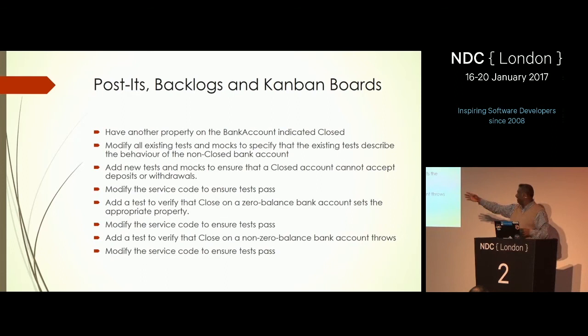You've got to create a property, you've got to modify all the existing code and the tests to make sure that the existing tests are talking about non-closed bank accounts. Then you write new tests for the bank accounts that are going to be closed, ensure that they don't accept deposit and withdrawal, right? Modify the service code, and then add a test to verify close. Then write the code, right? Any of this? Have I forgotten something? It looks good. It's a fair bit of work, but it's there, right? I've captured everything.